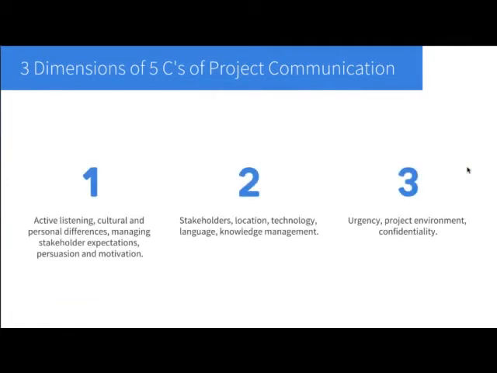There are 3 dimensions of the 5 C's, basically surrounding the 5 C's that we just talked about. One would be active listening, right? So we need to be aware of cultural and personal differences between people. We also want to manage stakeholder expectations and understand the basics of persuasion and motivation within all that. So how do we persuade people to buy something, or how do we persuade our boss to support a marketing effort? Number 2, in terms of what affects the 5 C's, would be sometimes the location, the technology used, the language used, how we manage knowledge.